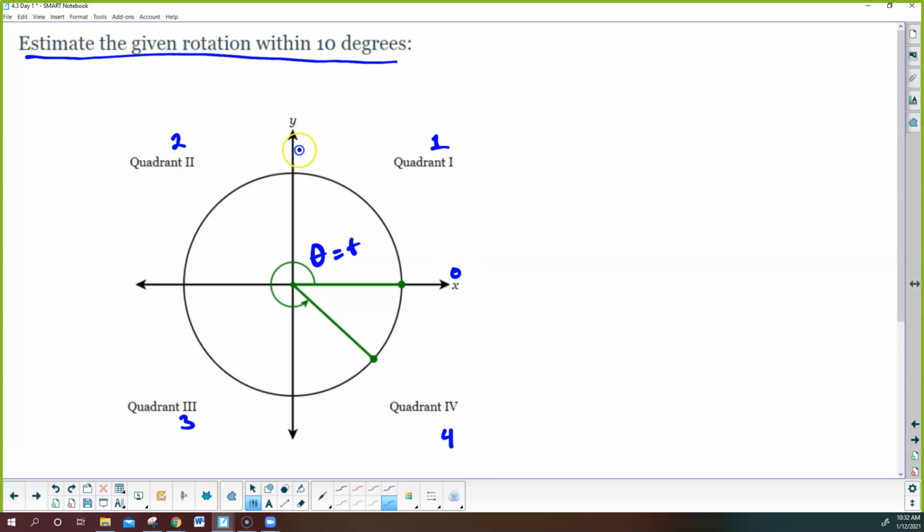And this is the way my brain works: 0, that's 90, 180, 270. So I know my answer is going to be halfway between 270 and 360. So if I cut that in half, if I go 30 degrees, I'm at 300. If I go 30 degrees more, I'm at 330. So halfway between 300 and 330, my estimation for this angle would be a positive 315 degrees, and they want us to get within 10 degrees of that estimation. So that one's pretty quick.